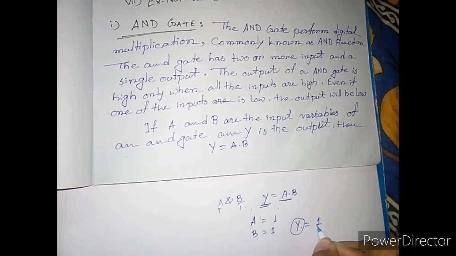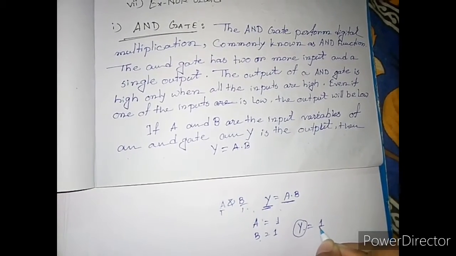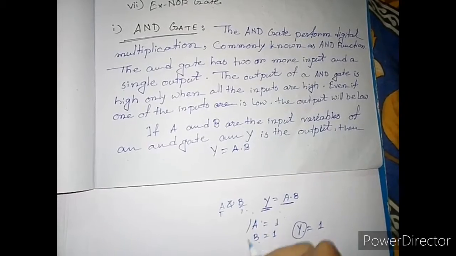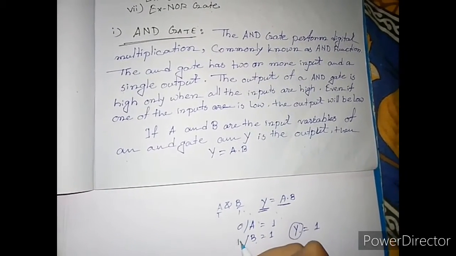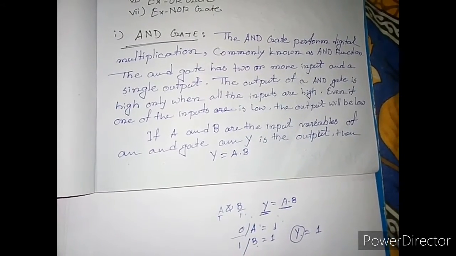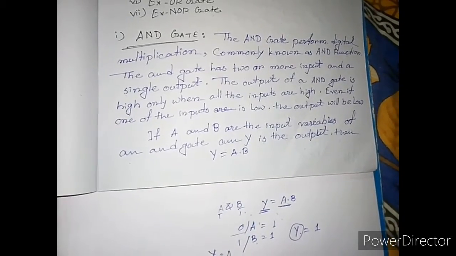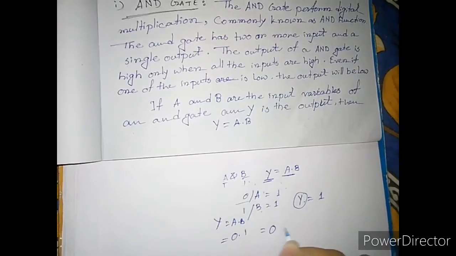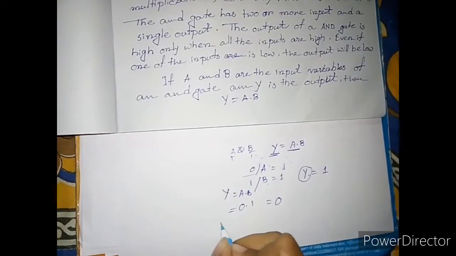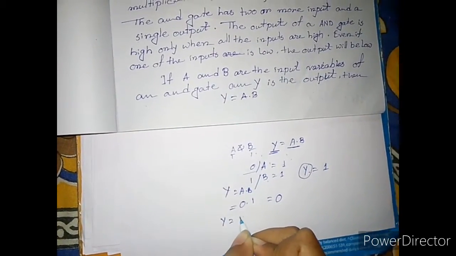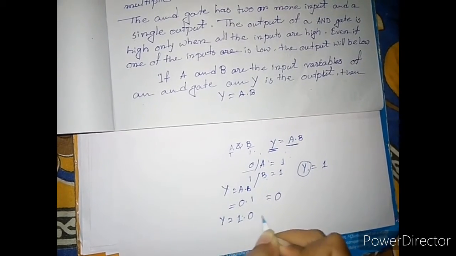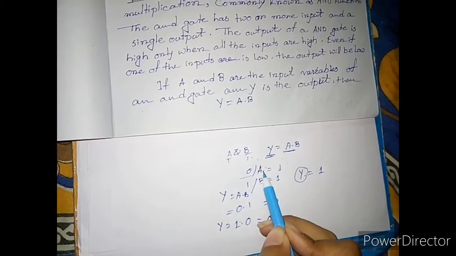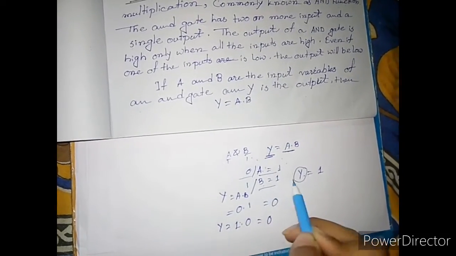Even if one of the inputs is low, the output is low. One of the inputs, A or B, is low. When A is low, Y is equal to A dot B, then 0 into 1 is equal to 0. Or when B is low, that means A is 1 and B is 0, that means 0. Only when A is high and B is high, then Y is high.